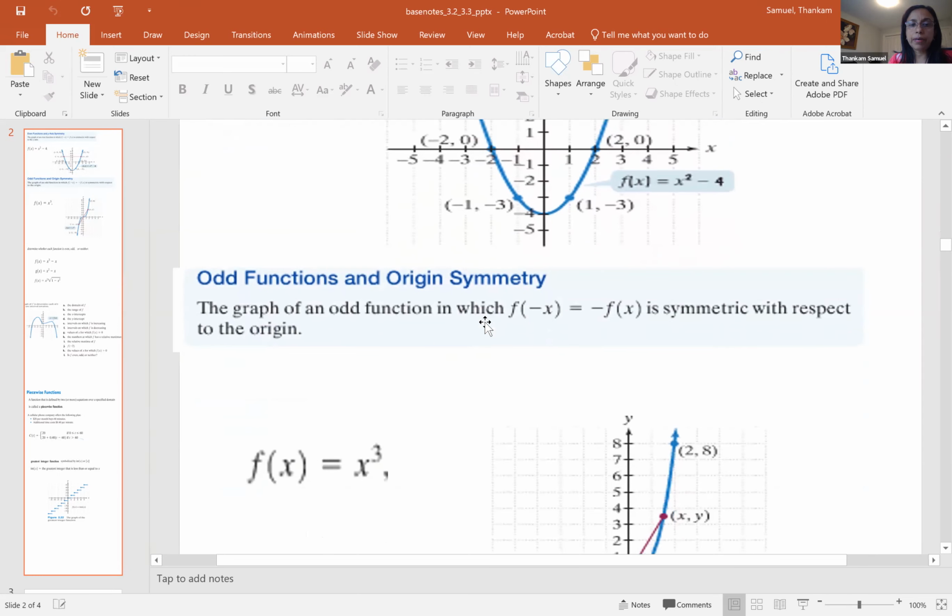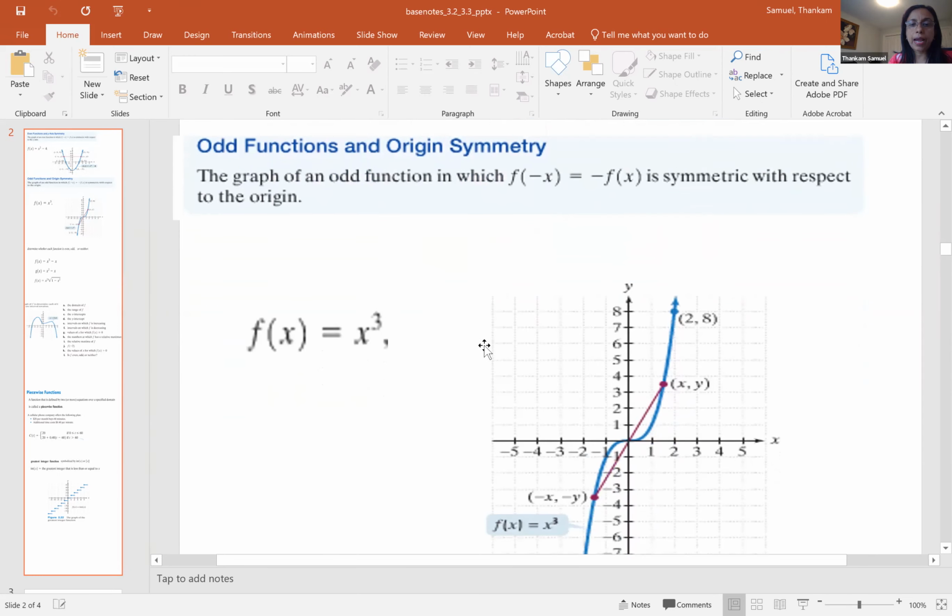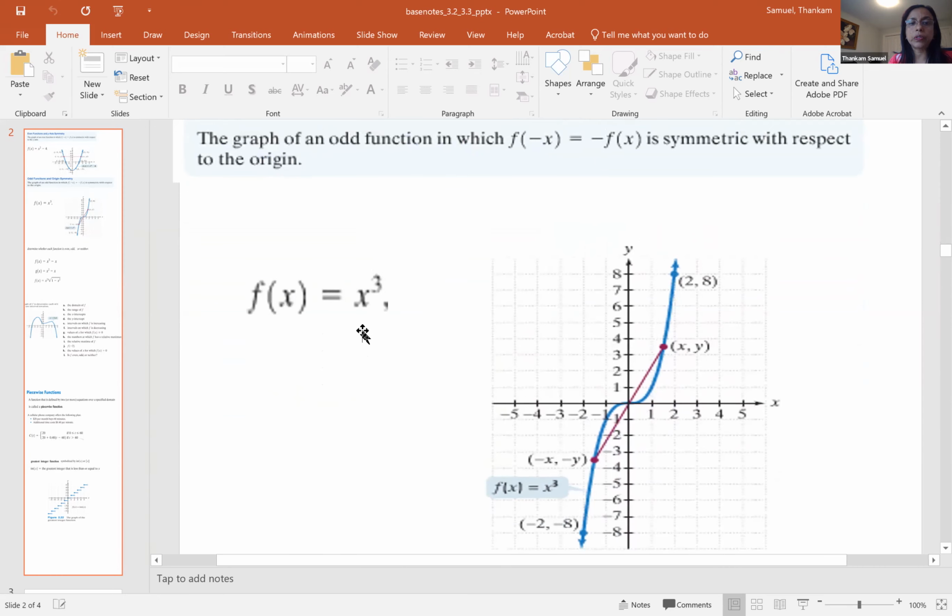And consider another function, f of x equals x cubed. So when you replace x by negative x, you can see that negative x, the whole quantity cubed, that is negative x cubed. You will get the opposite of the function. So it's an odd function. So the graph of the odd function is always symmetric about the origin. You can see from the graph, it is symmetric about the origin.